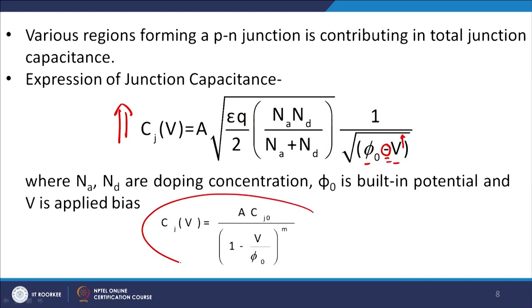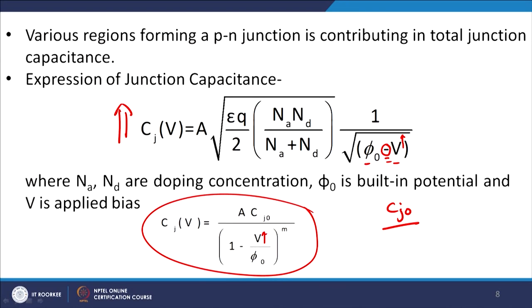This is a generalized formula. CJ0 is the junction capacitance when you don't have any applied bias, when your applied bias is 0, and it is given by this formula. As you can see here, as this bias increases, this quantity becomes larger and larger, 1 minus this quantity goes smaller and smaller, and therefore CJ goes on increasing. So when V increases, the denominator term will go on decreasing, and therefore CJ will go on increasing, right? And A is the area of the cross section between the two, right? This is quite an interesting phenomenon which occurs here.